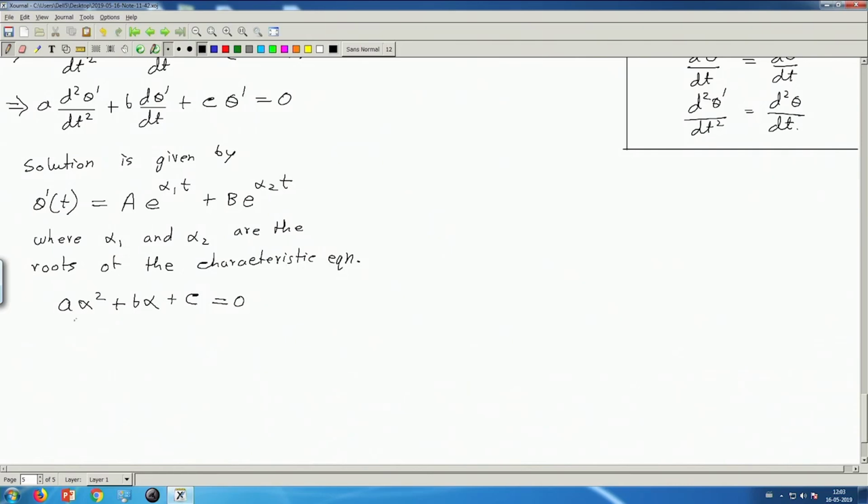Okay. So, now what will be these values of alpha 1 and alpha 2? Okay. So, this is a quadratic equation. So, you know the two values are minus b plus minus root over b square minus 4ac divided by 2a. This is simple. Now, if b square is less than 4ac, then alpha 1 and alpha 2 will be complex, and they are complex conjugate of each other.